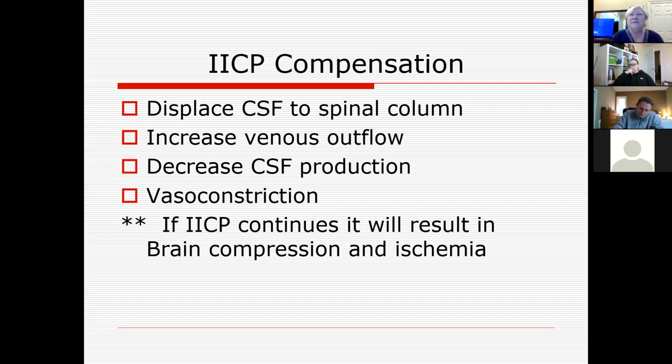So what do we want? We're like Goldilocks. We want it just right. Okay, we want it just right. We want the correct blood flow to go through there.